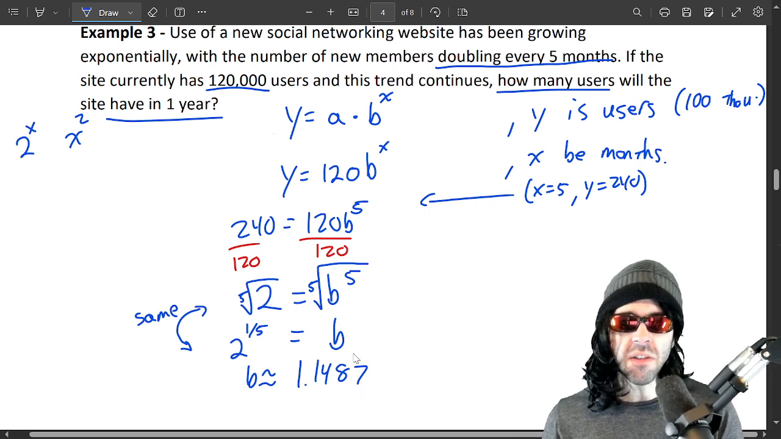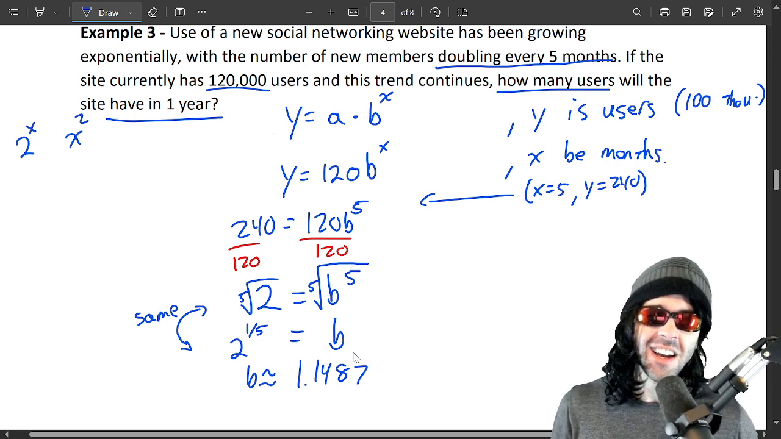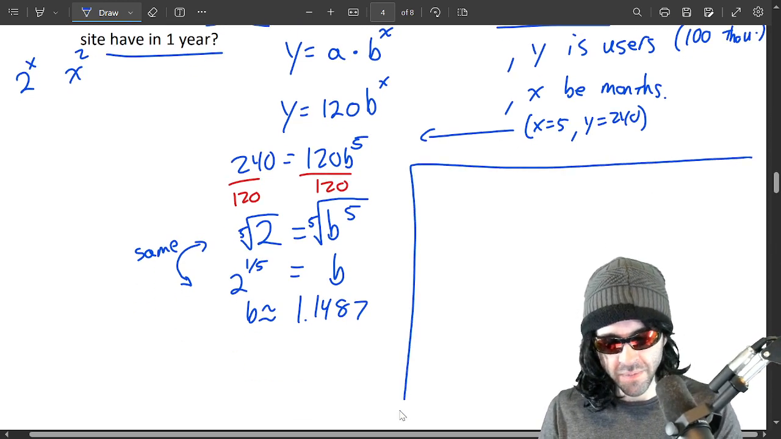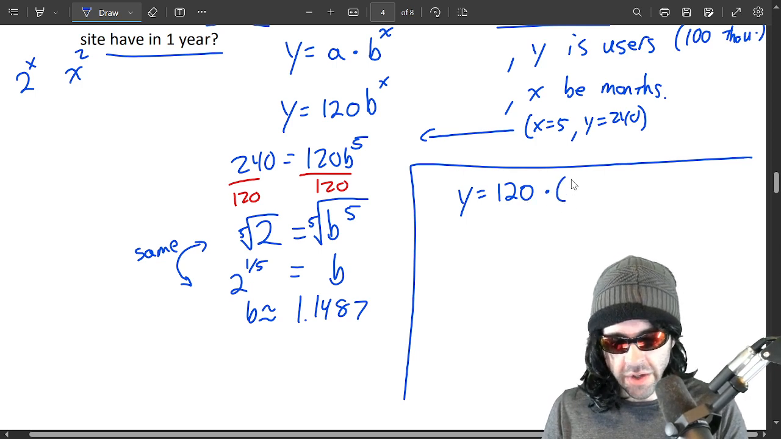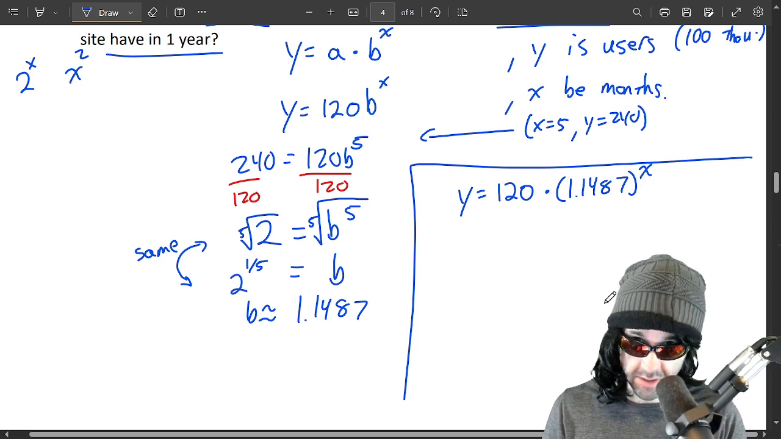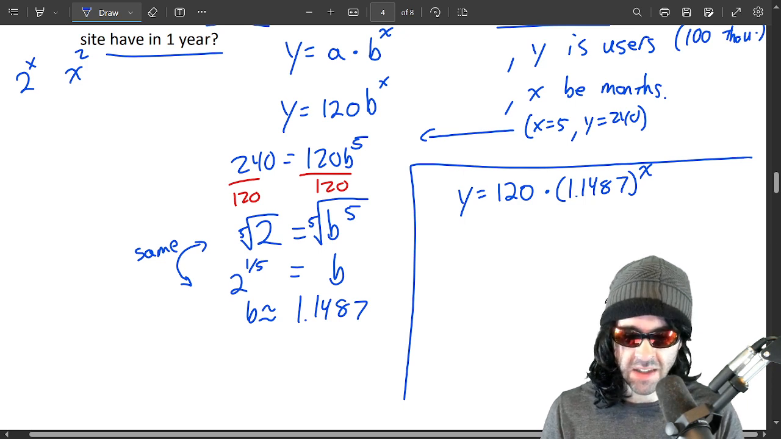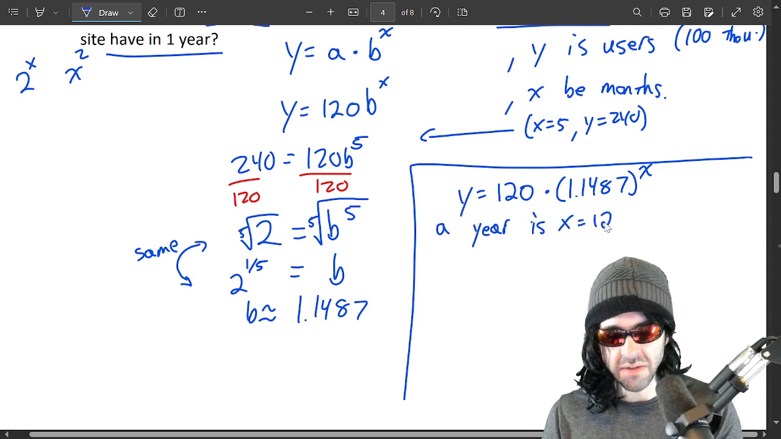So now that we know the b value, we now have our function. Once we have our function, we can now use that to find out how many users we're going to have in a year. So we know y, we start with 120. And we know we're growing by about 15% every month. Remember, x is in months. All right. So how many are we going to have in a year? A year is x equals 12.